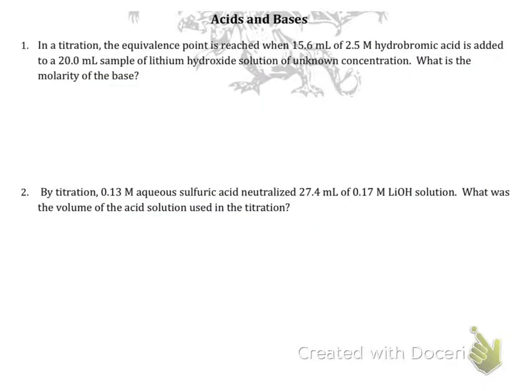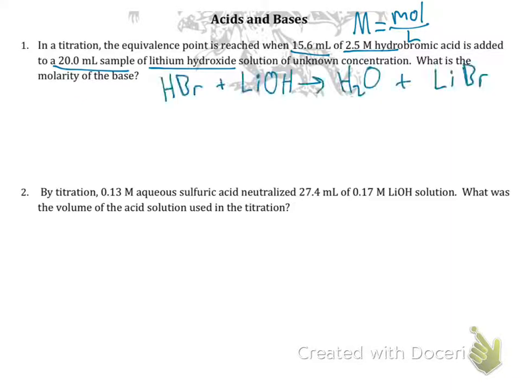So in a titration, the equivalence point was reached when this many milliliters of this concentration of hydrobromic acid was added to 20 milliliters of an unknown solution of lithium hydroxide. Now there's a couple things we need to keep in mind. We need to remember that molarity is moles over liters. And we also need to write a balanced chemical equation.